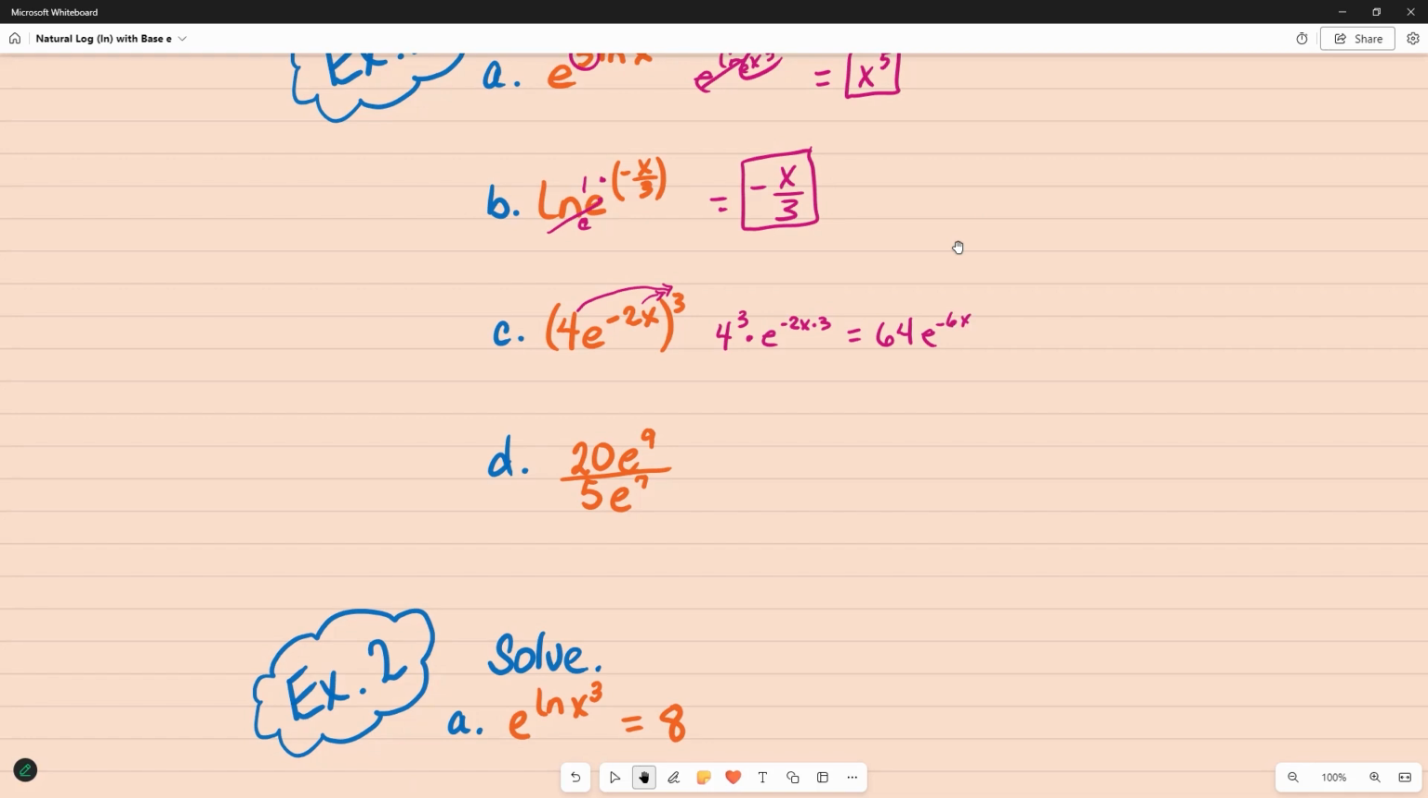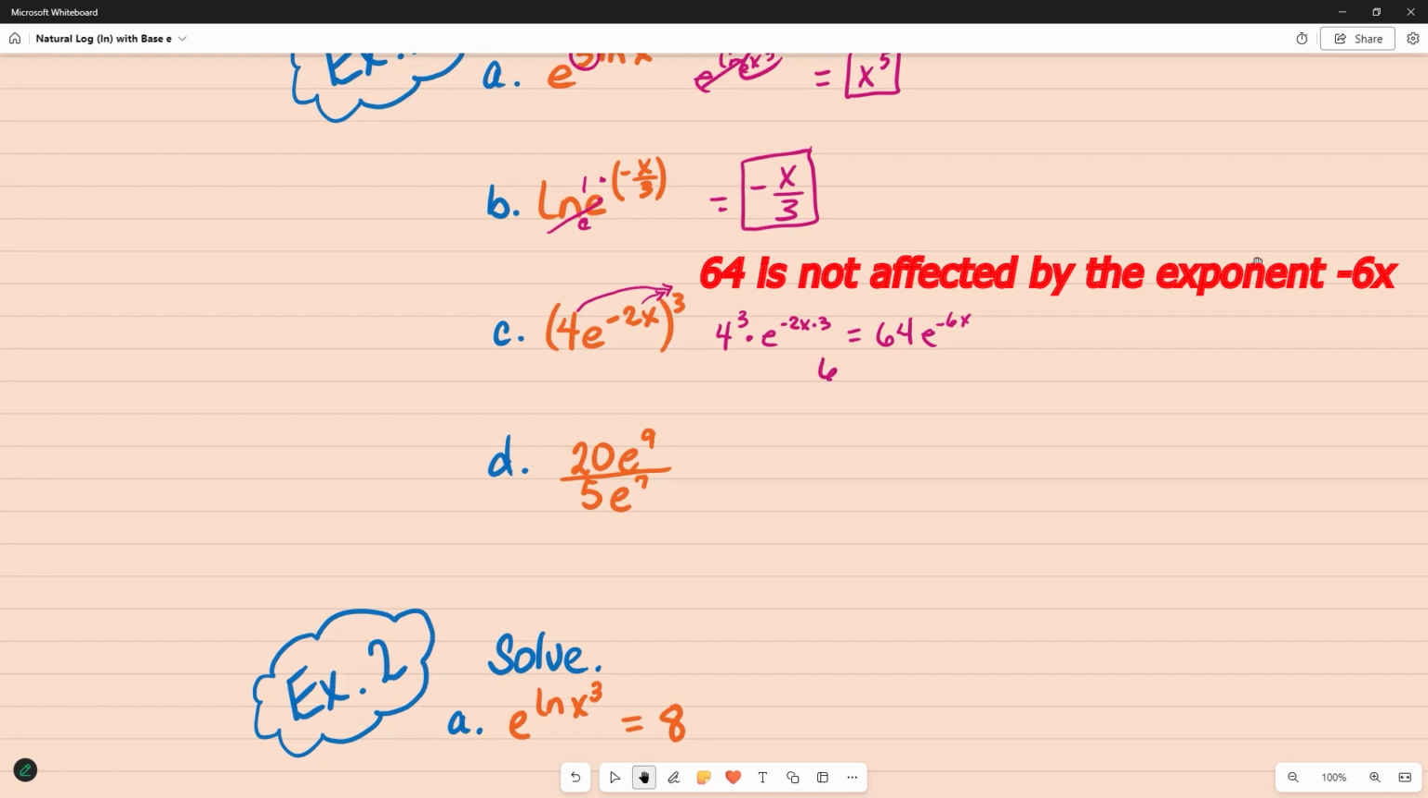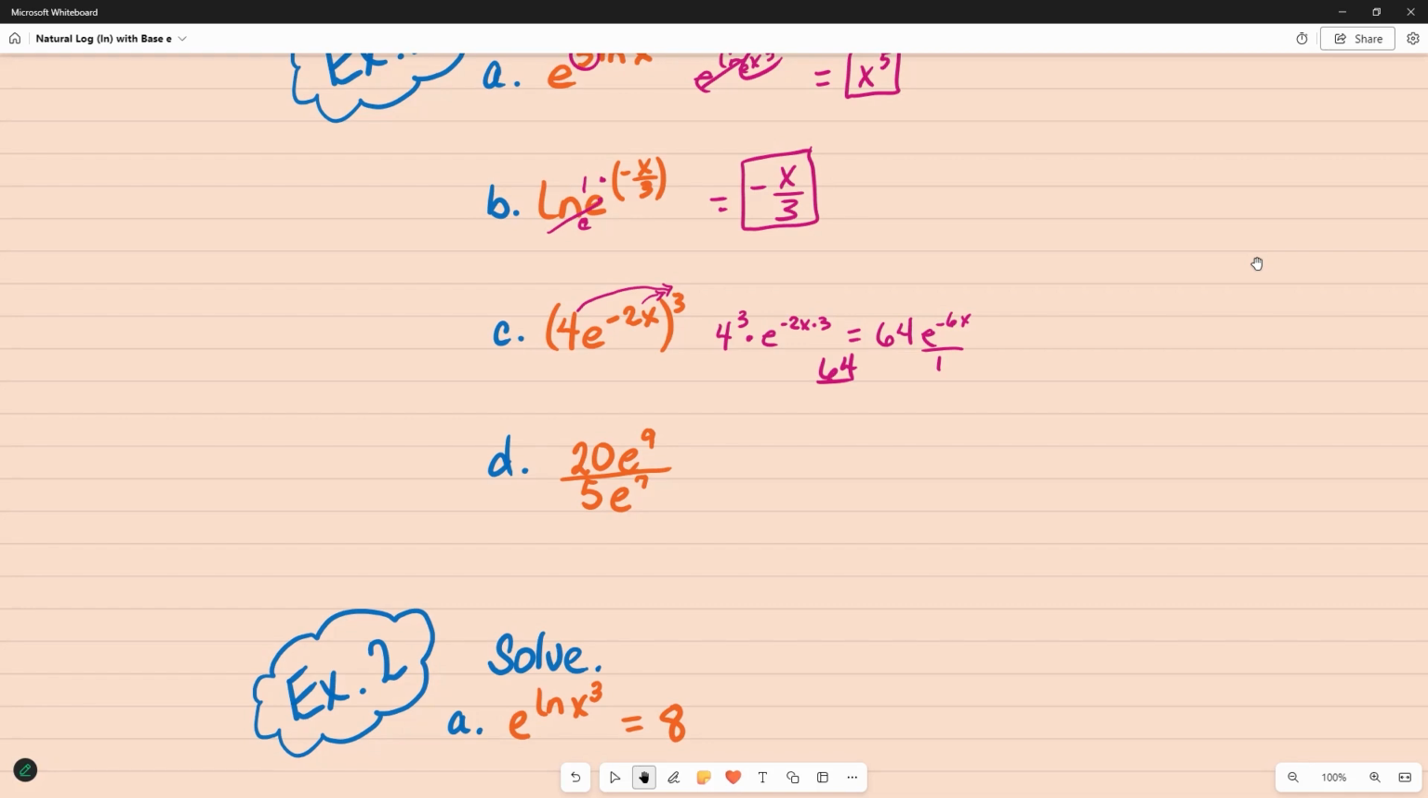Well, we've learned before in another video that we cannot have a negative exponent. So what you would have to do is take the reciprocal. The 64 is going to stay on the top. It's going to be 64. However, once I take the reciprocal of this one, I'm going to put a 1 here. And once you take your reciprocal, you're going to change the sign of that exponent. So that now becomes E raised to the positive 6x power.